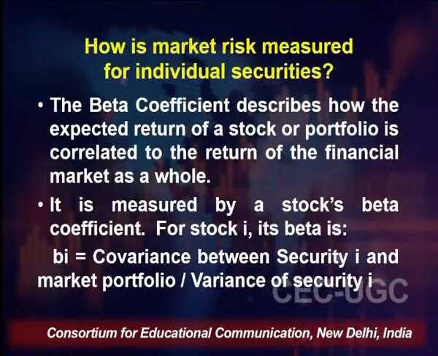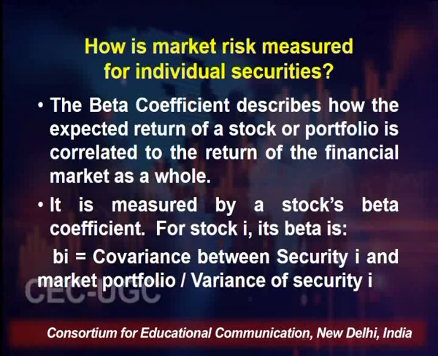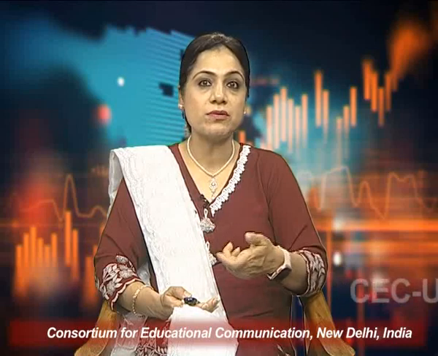Okay. So, how is this market risk measured for individual securities? Now, the term which is used is known as beta coefficient. This beta coefficient describes how the expected return of a stock or the expected return of a portfolio is correlated to the return of the financial market as a whole. That means we are trying to understand what is the correlation between stock A and the Sensex, because when we talk about Sensex, it represents the market. When we talk about Nifty, it is an index of the top performing 50 stocks.